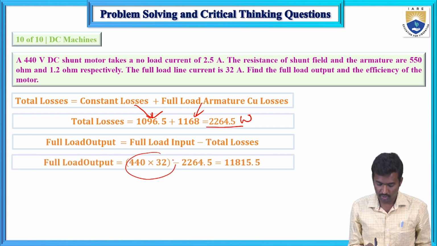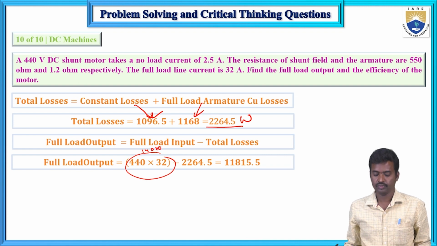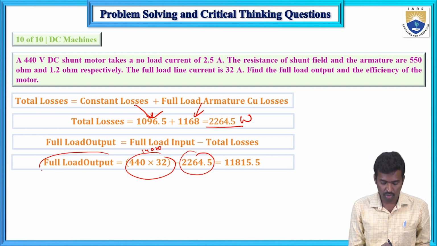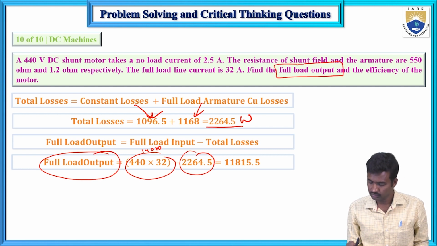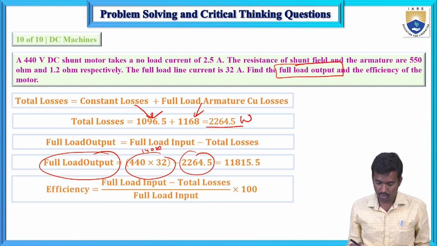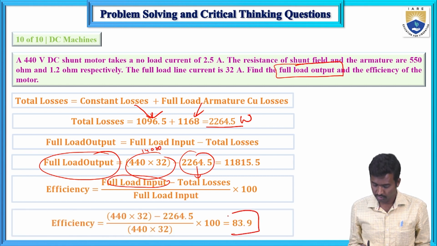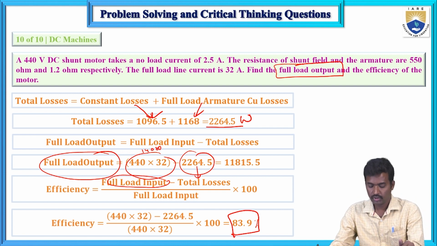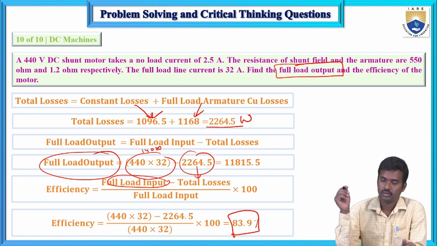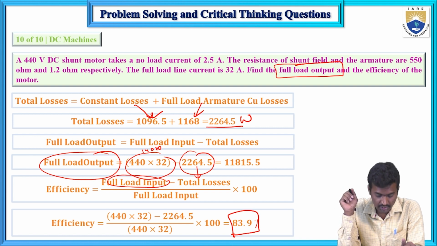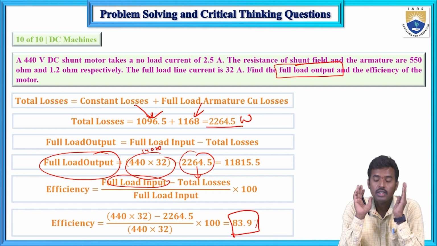So this we already determined, 14080, and this one is the total losses. So full load output, and efficiency equals output by input into 100. Here output equals input minus losses. Here this is 440 into 32 minus 2264.5, divided by this one. Now if you simplify this, you will get 83.9% efficiency. So now here we have total 10 problems.